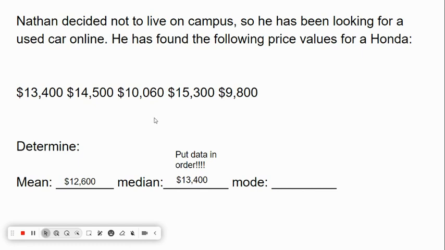For the mode, I'm looking here, this is the only 13, 14, 10, 15, 9. There's no repeats. So in this case, there is no mode because they all occur the same number of times. So you would just put none or no mode.